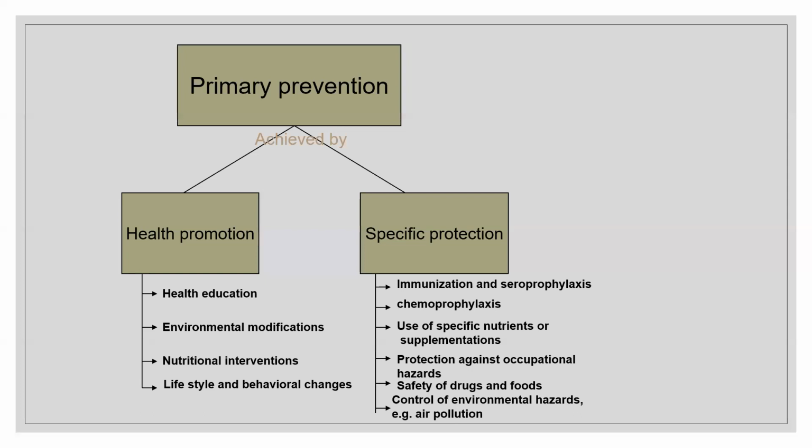Now, another aspect of primary prevention is specific protection. Specific protection simply says, what specific thing are you going to do to protect these people against a specific organism? For example, immunization. Immunization confers specific protection. So you are immunized against COVID, or immunized against typhoid fever, or immunized against cholera.